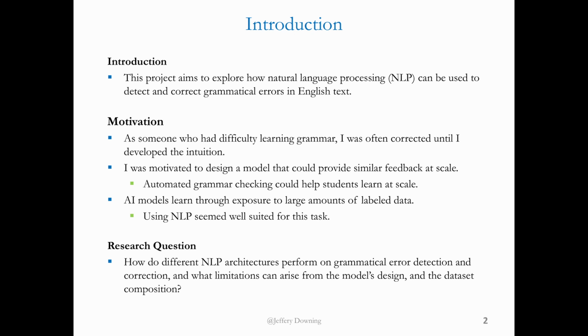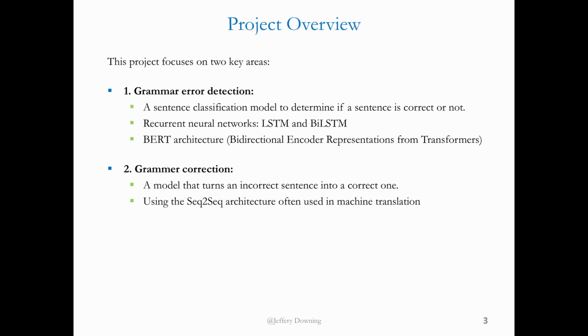So my research question is, how do different NLP architectures perform on grammatical error detection and correction? And what are the limitations that can arise from the model's design as well as the dataset's composition? This project focuses on two key areas. The first is grammar error detection.